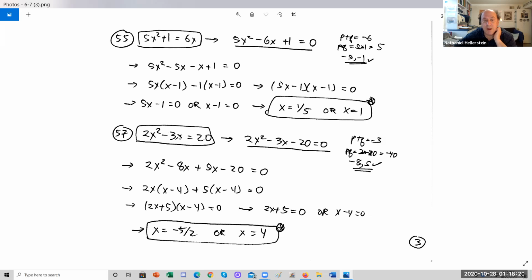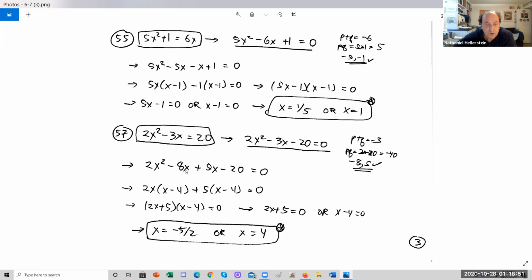Here's 2x squared minus 3x equals 20. Again, it's not in the proper equals 0 form, and we fix that by moving the 20 to the left. 2x squared minus 3x minus 20 is 0. So with the AC method, we want two numbers whose sum is negative 3 and whose product is 2 times negative 20, which is negative 40. Negative 8 and 5 do the trick. Their sum's negative 3, their product's negative 40. So we write minus 3x as minus 8x plus 5x.